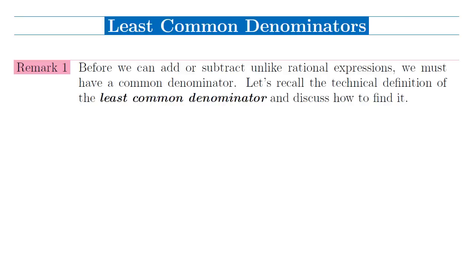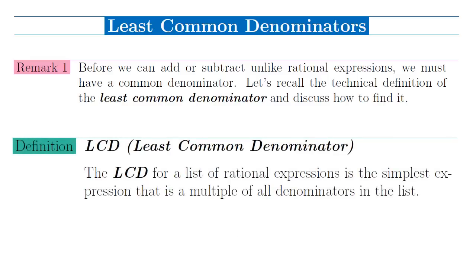In this topic, we discuss least common denominators. So let's start by recalling the technical definition of what a least common denominator is, and let's discuss how to find it. Definition: the least common denominator, denoted LCD, for a list of rational expressions, is the simplest expression that is a multiple of all the denominators in the list.